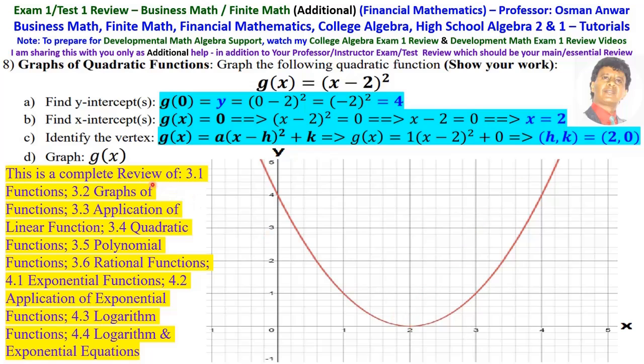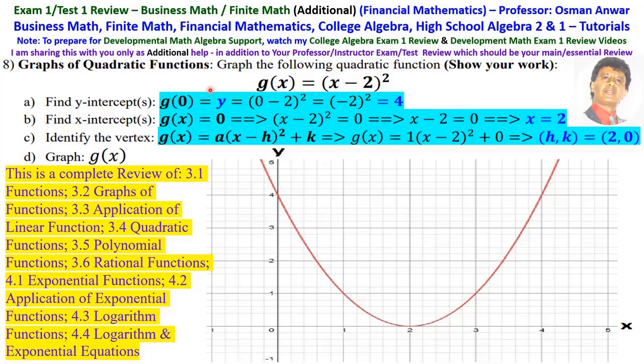Then find the vertex of this quadratic function. The quadratic function in vertex form is a times (x minus h) squared plus k. Compare this to the given function g of x. a is 1, (x minus 2) squared, 2 is h, plus 0, 0 is k. So that means h is 2, k is 0, and that is your vertex. So your vertex is (2, 0).